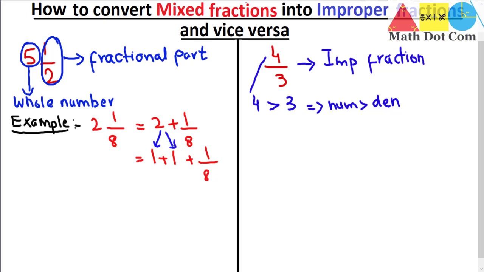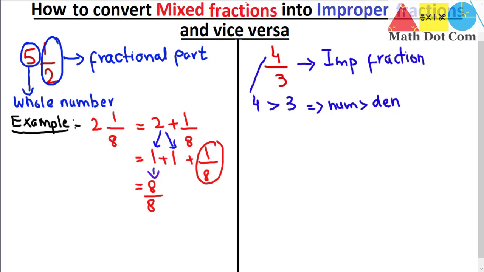Then, further, we have to convert these whole numbers into fractions. 1 and 1 are the whole numbers. We have to convert them into fractions having the same denominator as this fractional part, that is 8. So how can I do that? I can replace the 1 by 8 divided by 8. This 1 can be written in the form of 8 divided by 8, because when we cancel the 8 and 8 we get the 1 back.